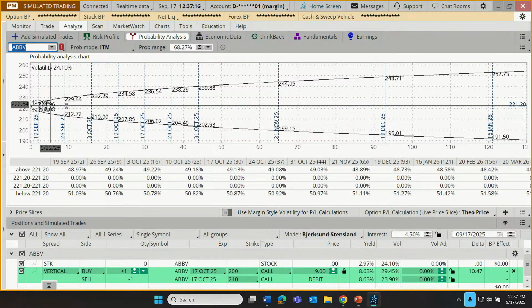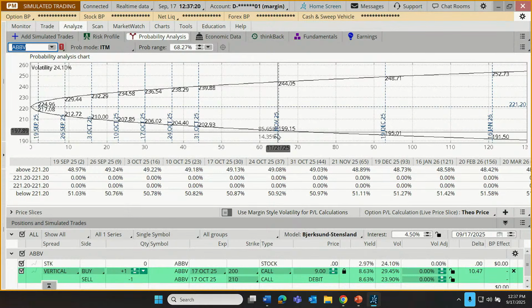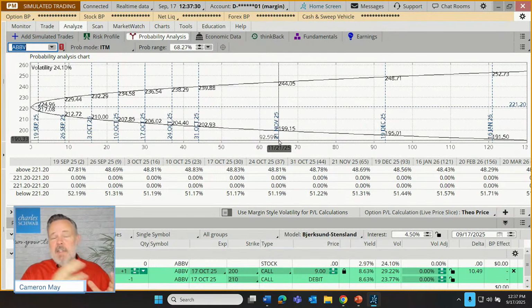On the other hand, if we give the stock, let's say, 70 days to move, let's go through for about 65 days, 21st of November. Well, if we're trying to guesstimate where this stock is going to be on the 21st of November, 65 days from now, and we want a 68% probability of being right, we're going to have to widen that range.